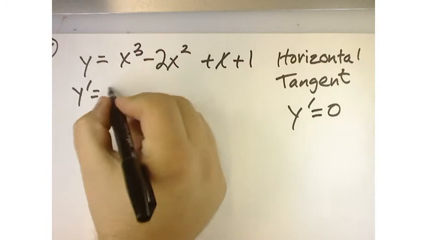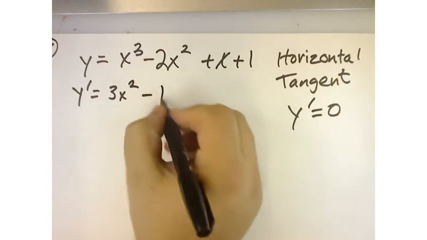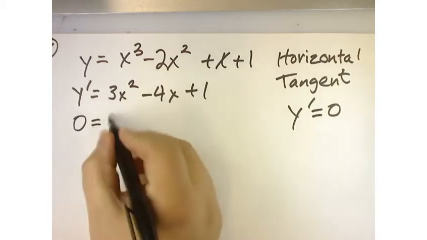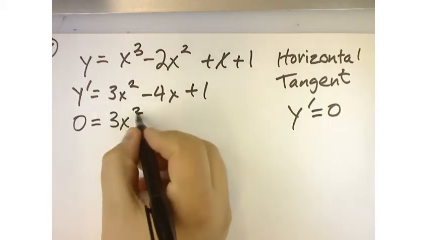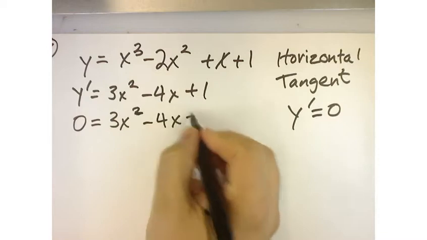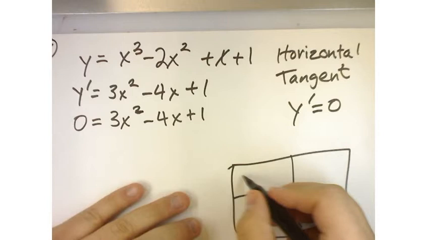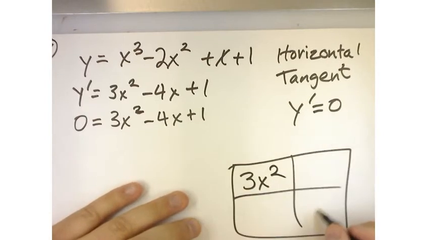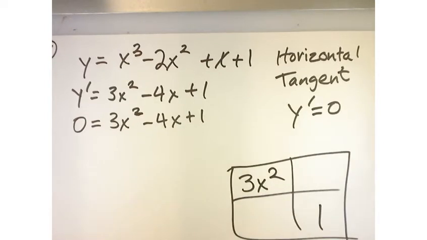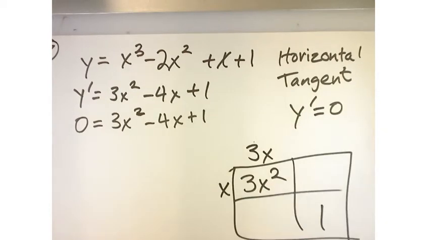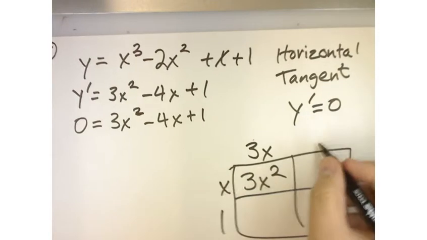So this becomes 3x squared minus 4x plus 1. That's y prime, right? Okay, so now I need to set this equal to 0, right? Now, this might be factorable. I'm hoping and praying that it is. So to just guess and check, well, this has to be 3x, and this has to be x. And this has to be 1, and this has to be 1.